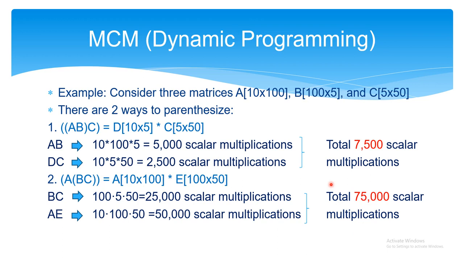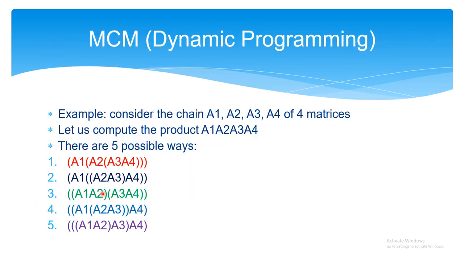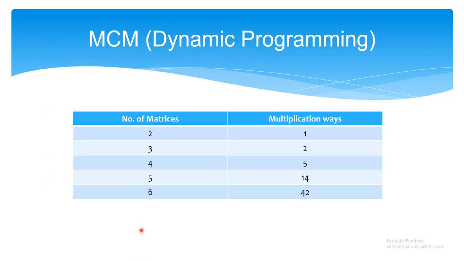Now before we proceed further, if we have three matrices, there are two possible ways. We have seen in the earlier slides that if there are four matrices, then there are five ways. If this kind of general question is asked in the examination: if two matrices are there, how many ways are there? Only one possible way. If there are three matrices, two possible ways. If there are four matrices, the possible ways are 5. If there are 5 matrices, 14 ways are there.